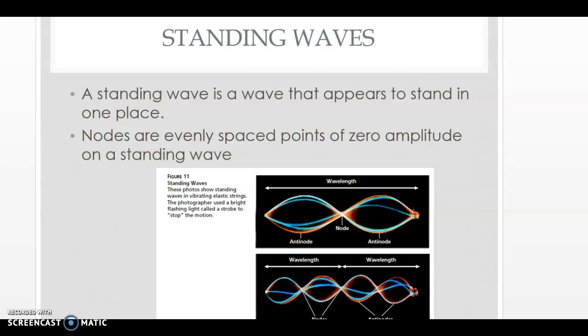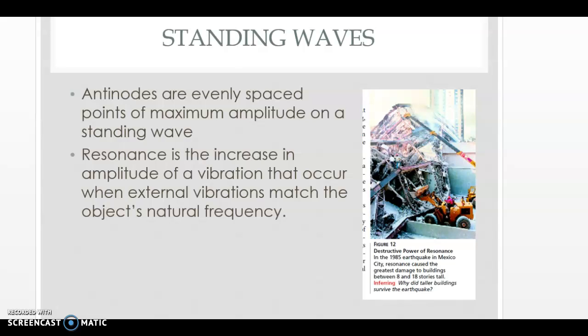The nodes are going to be evenly spaced, and they're points of zero amplitude on what we call a standing wave. Antinodes are also going to be evenly spaced, and they're the points of maximum amplitude. It seems weird because usually you would think antinodes would have no amplitude, but in this case antinodes are actually the part where the amplitude is the biggest.